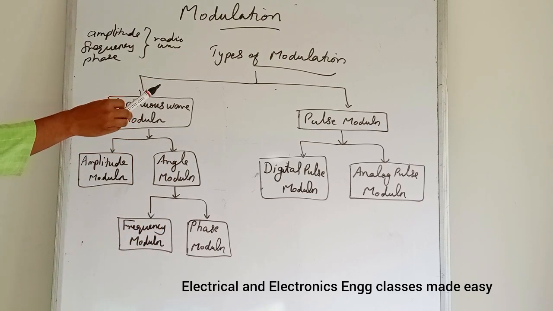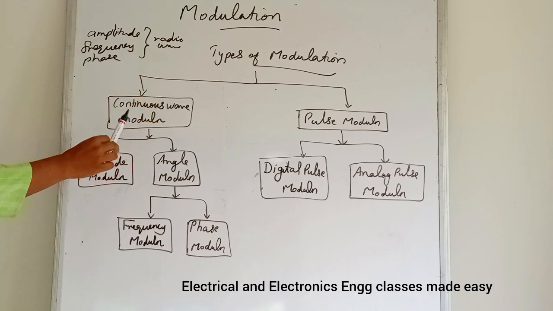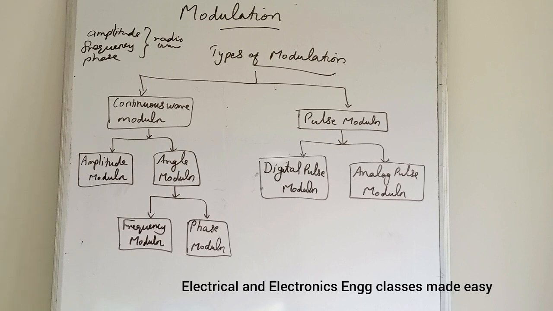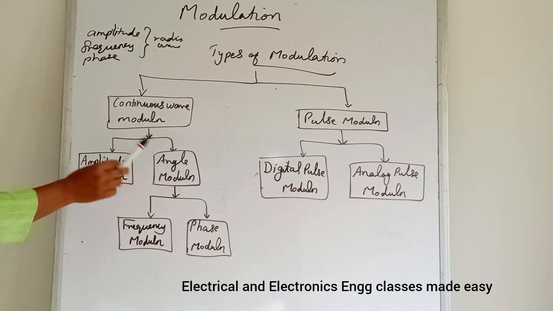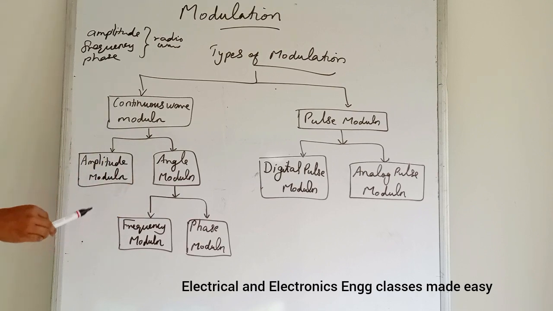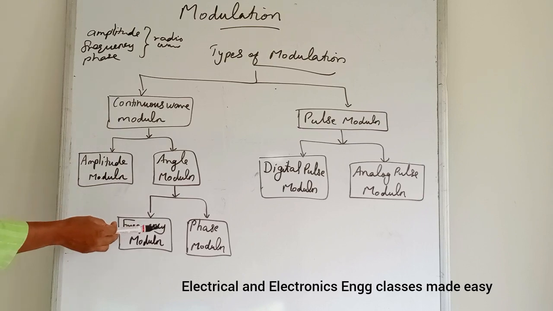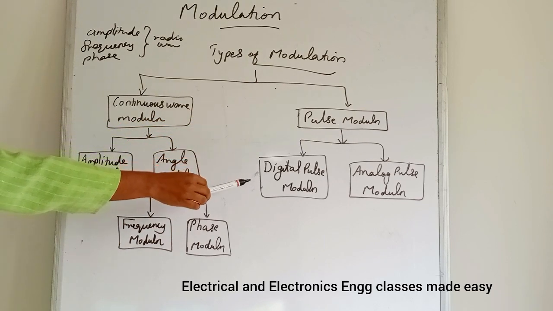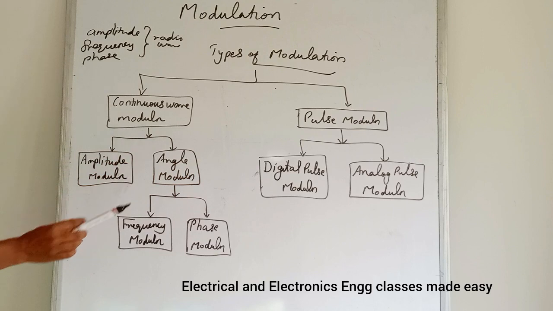So the modulation is classified into two, that is continuous wave modulation and pulse modulation. Then continuous wave modulation is again classified into two, amplitude modulation and angle modulation. Then angle modulation is again classified into two, frequency modulation and phase modulation. Then pulse modulation is again classified into digital pulse modulation and analog pulse modulation.